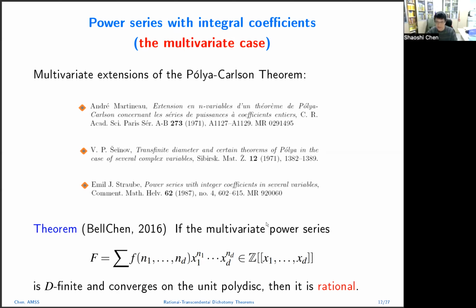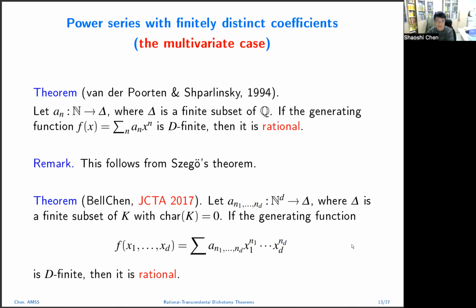If you have a multivariate power series with coefficients from the integer ring, and if this power series is at the same time D-finite and convergent, replacing the unit disk by a polydisk, then we can show that these two conditions force this power series to be rational. So that's the first rationality theorem we got many years ago.